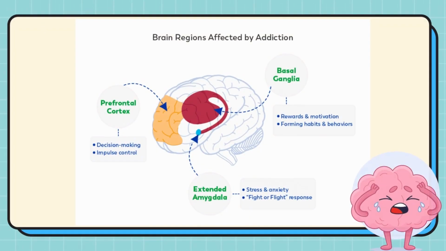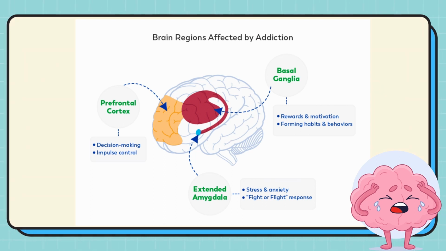The primary regions of the brain that are involved in the development and persistence of addiction are: 1. The basal ganglia, which controls the rewarding effects associated with substance use. 2. The extended amygdala, which is involved in stress and the negative feelings typically accompanied by substance withdrawal. And 3. The prefrontal cortex, which is involved in executive functions, including exerting control over substance use.